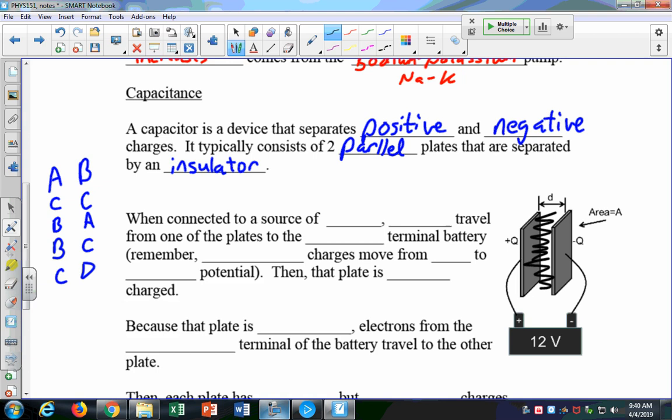Usually, with a capacitor, I'll show you a video a little later, they take two metal plates, and then they put a piece of wax paper in between them, and then they roll it up. So the metal plates don't touch. They're separated by an insulator. And then you have this nice little compact device that you can put into a circuit.